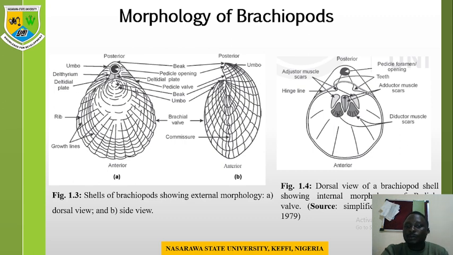Look at figure 1.4, which shows the dorsal view of the brachiopod showing the internal morphology of the pedicle valve. You see the pedicle foramen, that is the opening at which the animal brings out the pedicle, maybe for attachment to the substrate or to the bottom of the sea. See the teeth, see the adjuster muscle scars, as discussed earlier, see the diductor muscle scars.